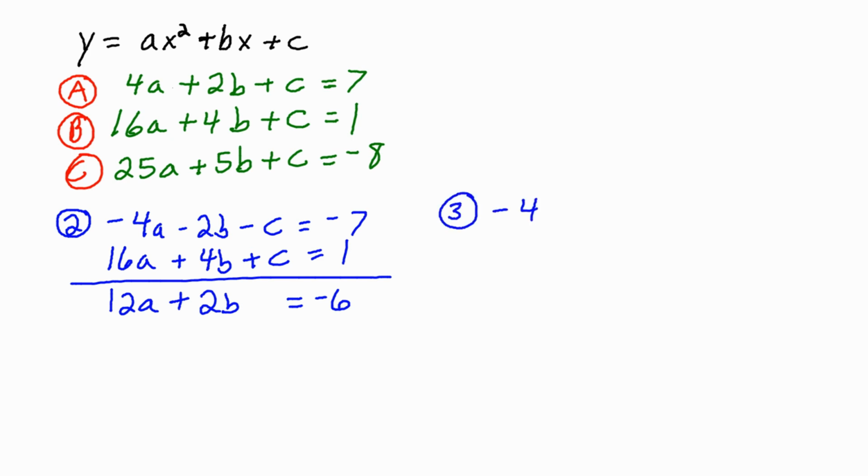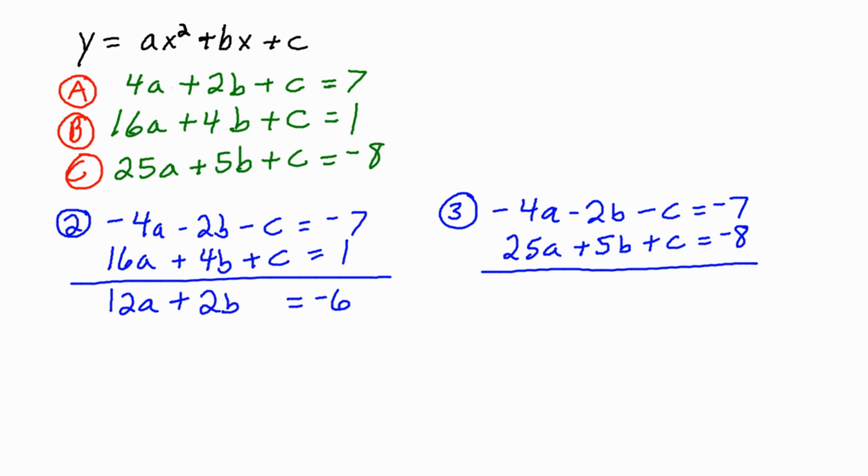For my next step, I will use negative 4a minus 2b minus c equals negative 7, and this time add it to 25a plus 5b plus c, which equals negative 8. Adding negative 4a plus 25a is 21a. Negative 2b plus 5b is a positive 3b. The c's cancel, and this equals negative 7 plus negative 8, which is negative 15.